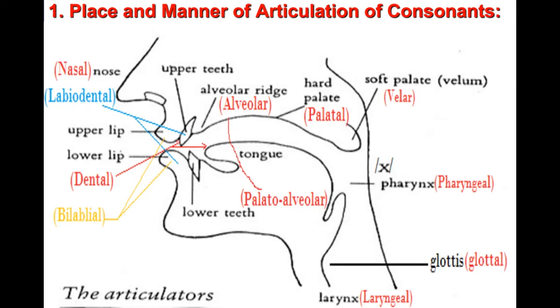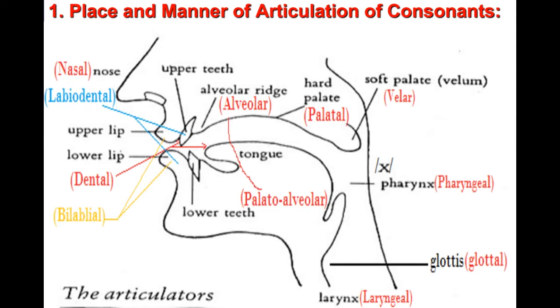With the back of the tongue and the soft palate, we produce velar sounds like k, g, and ng. In the pharynx, we produce only one consonant that is not found in English. It is found in other languages like German and Arabic, the x sound. In the larynx, we produce certain consonants like in Arabic, q or ع. Both sounds are produced in the larynx and are called laryngeal, but they are not found in English.